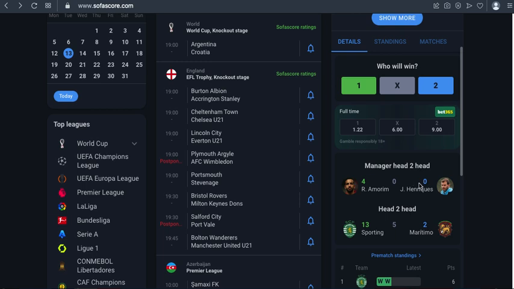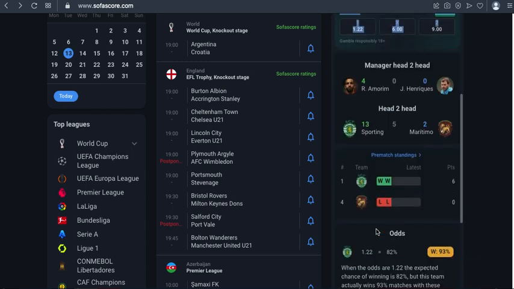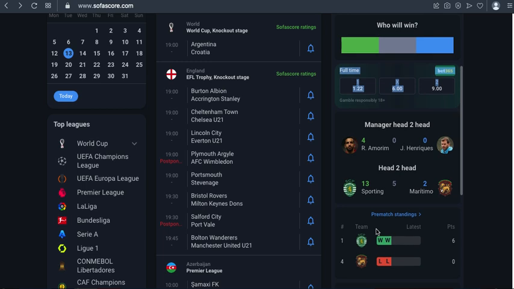And you can see Sporting versus Maritimo. Sporting versus Maritimo. And Sporting has already won 13 matches, and Maritimo has won only two matches. So this is really simple. Just focus right here.